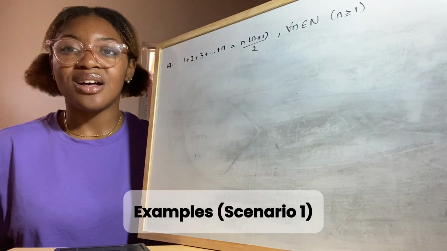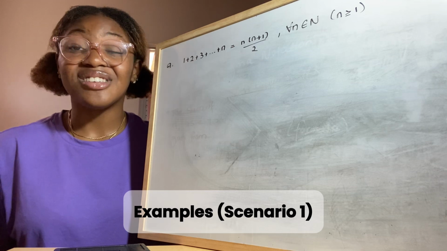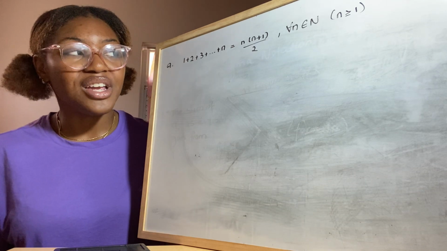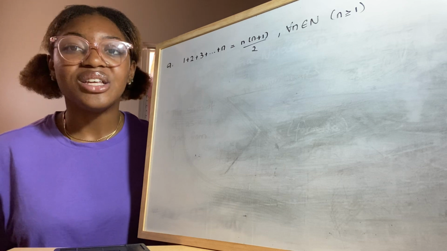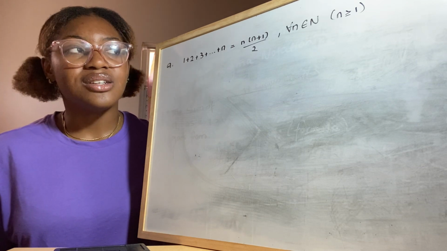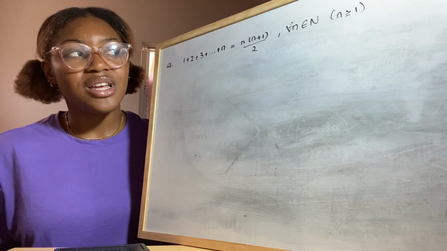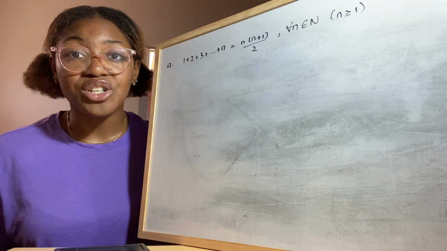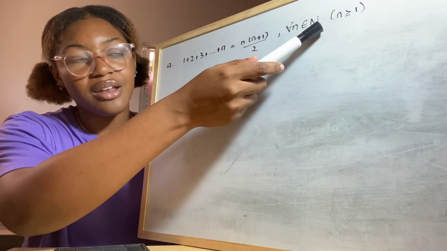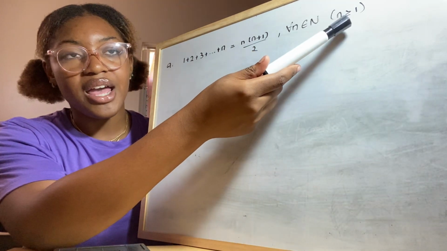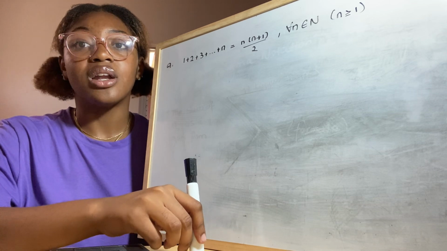So here's our first example. We want to prove the statement using induction. We have the series 1 plus 2 plus 3 ... plus n is equal to n times, in brackets, n plus 1, all over 2. And this statement is true for every n that is a natural number, because we have the big N denoting the set of natural numbers where n is greater than or equal to 1.